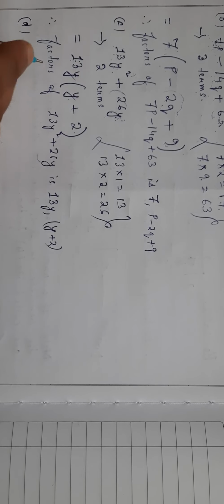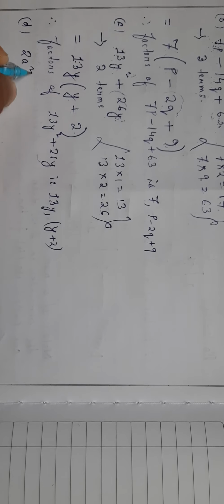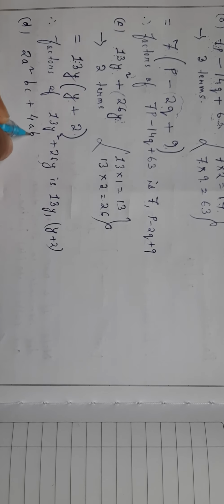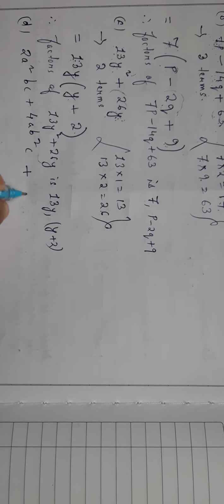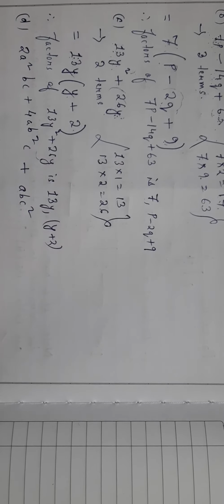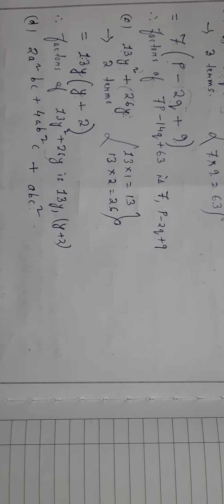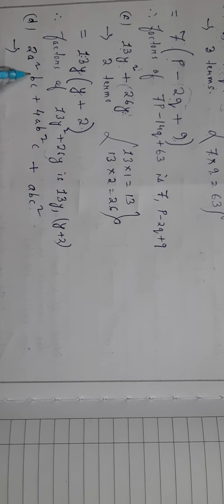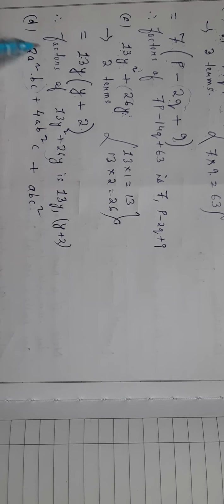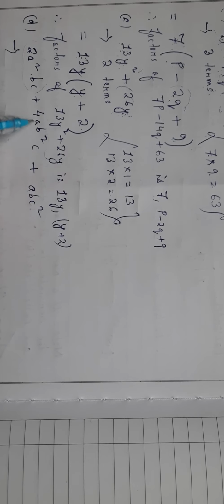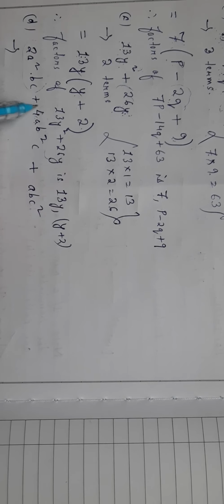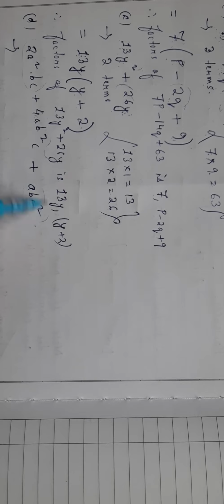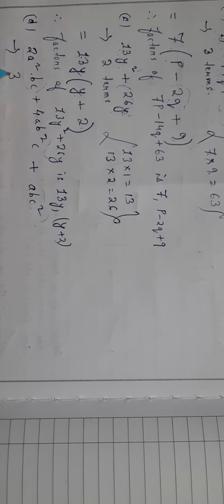Fourth question is 2a square bc plus 4ab square c plus abc square. Now here you can see 2 into a square into b into c, so this will be treated as one term, plus 4 into a into b into c, so this will be considered as second term, this will be considered as third term similarly. So here you have got three terms.